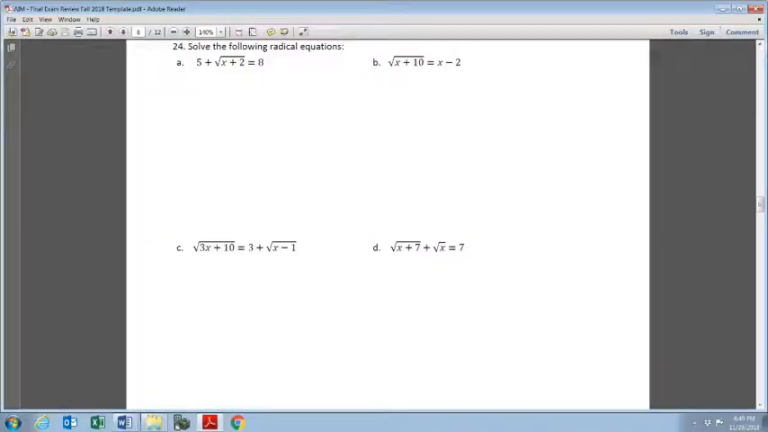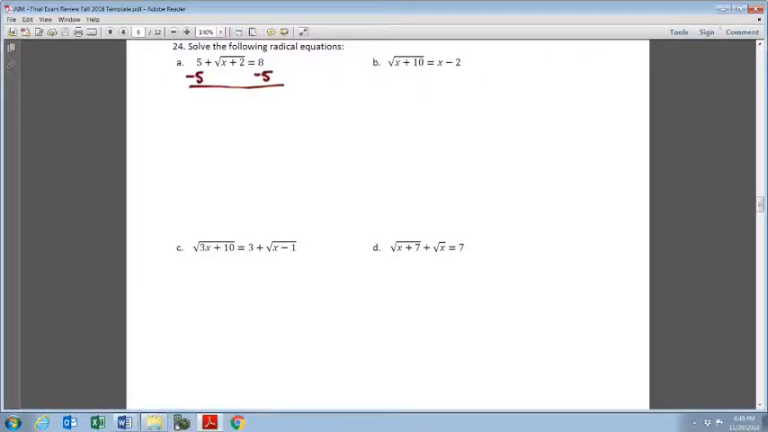So here we're solving radical equations. The first two only have one radical. The thing we want to remember with those is we're going to end up squaring both sides. But before we do that, we have to make sure that the radical is isolated. The other thing to recall with radical equations is you always want to check your answers, because sometimes we get a value that won't work, and so we have to throw it out.